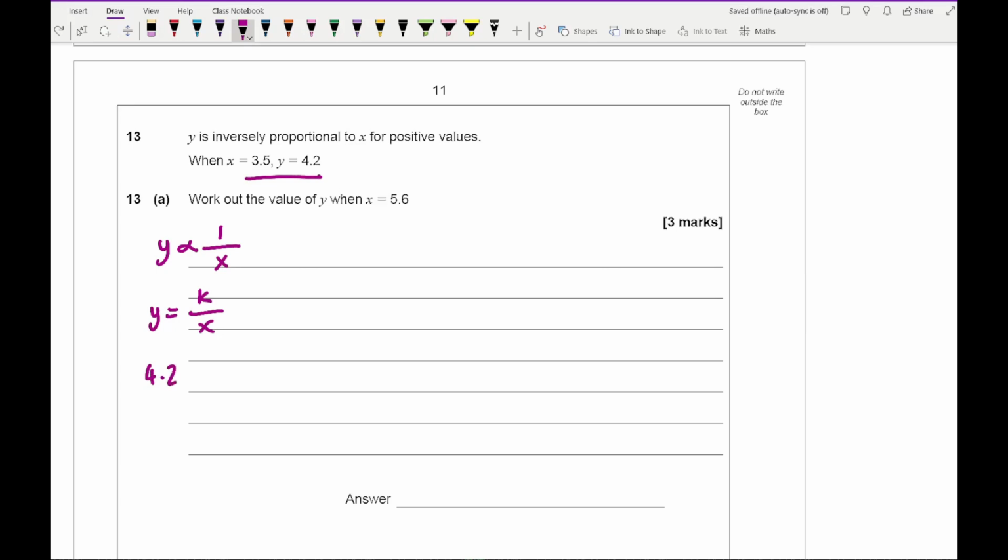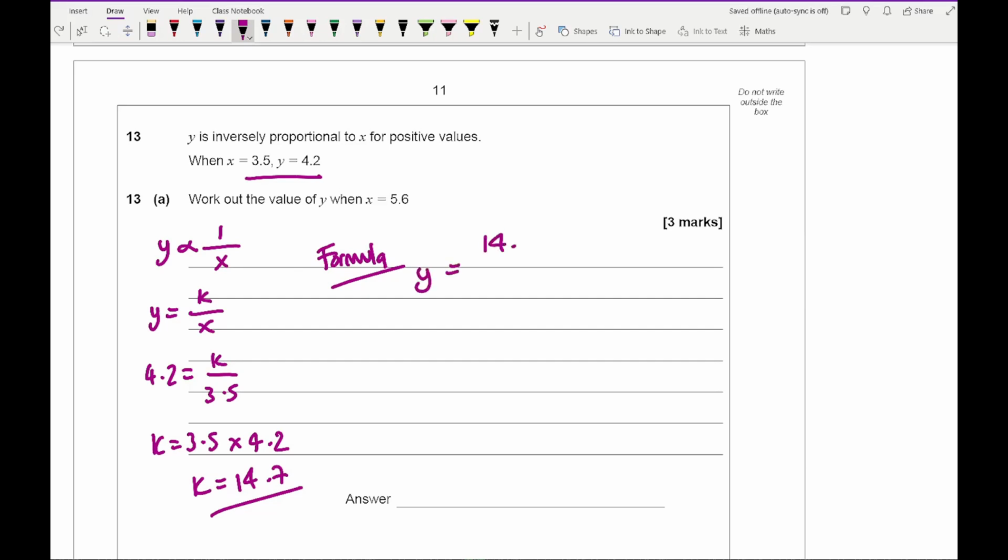So I've got 4.2 is equal to k over 3.5. So k equals 3.5 multiplied by 4.2. So k equals 14.7. So then the formula is going to be y is equal to 14.7 over x. So all that's left for me to then do is substitute x equals 5.6. So y equals 14.7 divided by 5.6, which gives me an answer of 2.625.